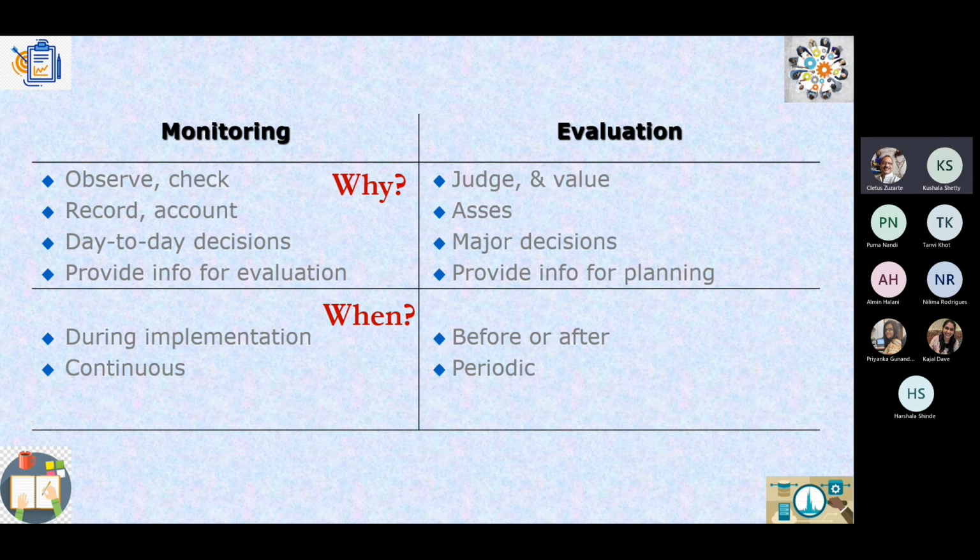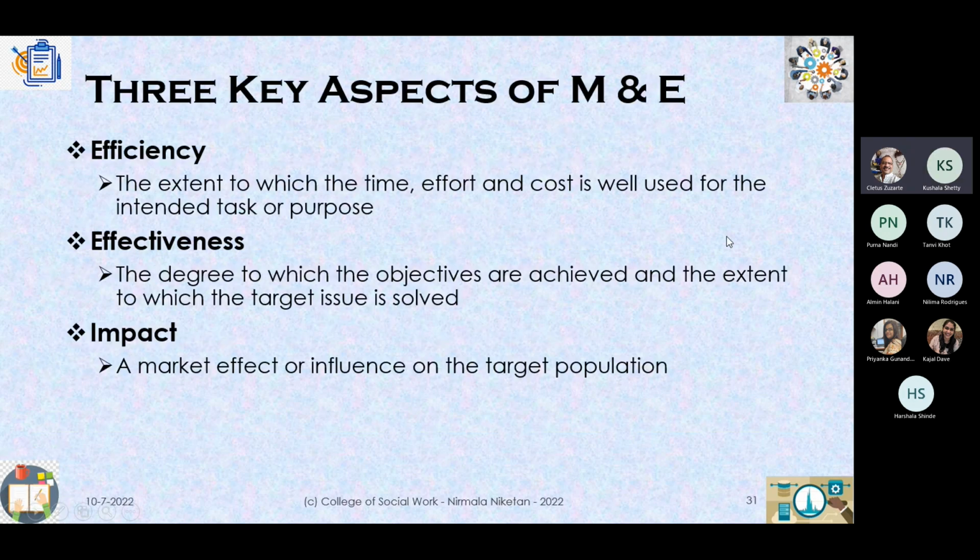Monitoring is done, of course, as I told you, that is understood. It is done during and at the end. Okay. So now when we're looking at monitoring and evaluation as a whole, I told you the difference. Now when you look at it together, you're looking at three important aspects: efficiency, effectiveness, and impact.